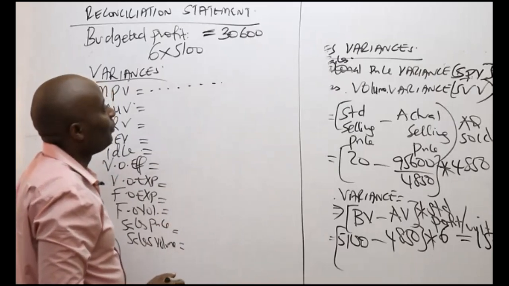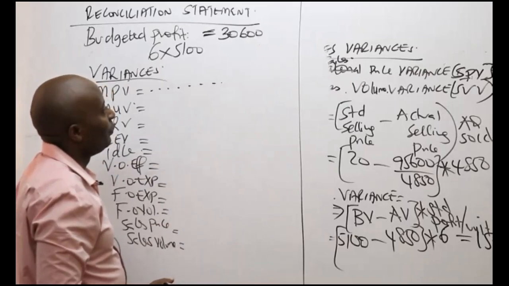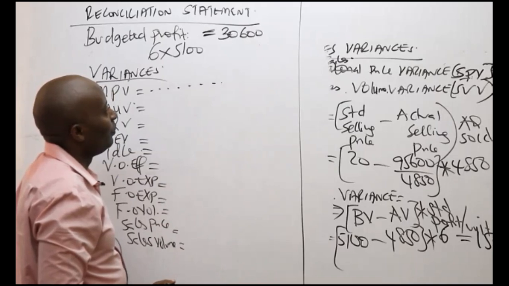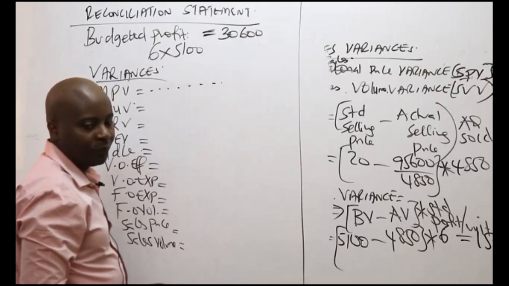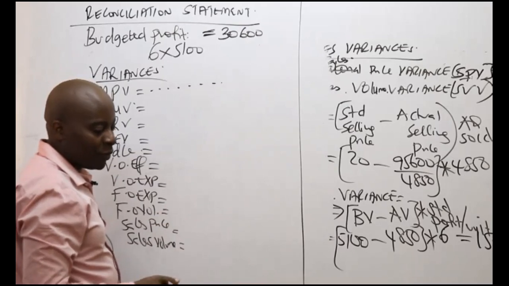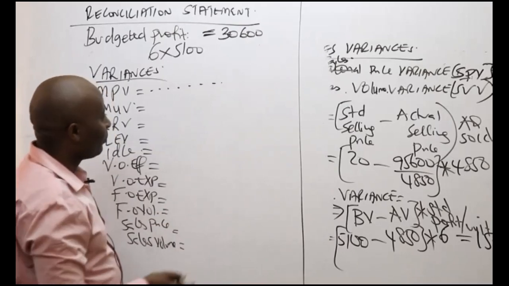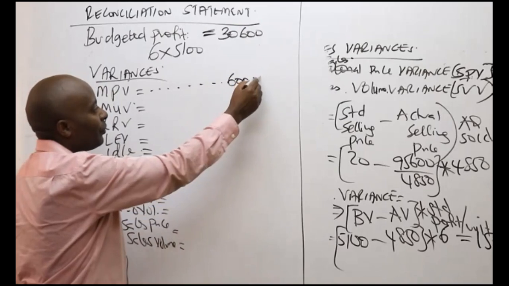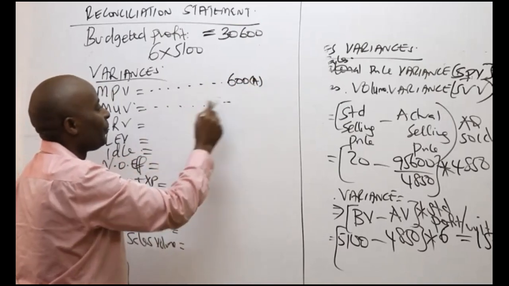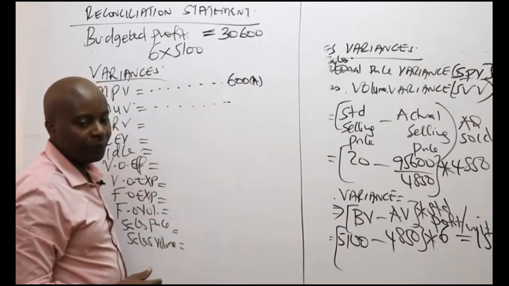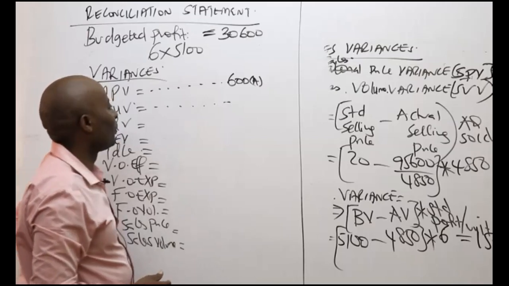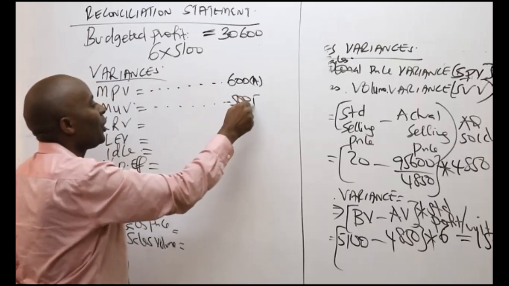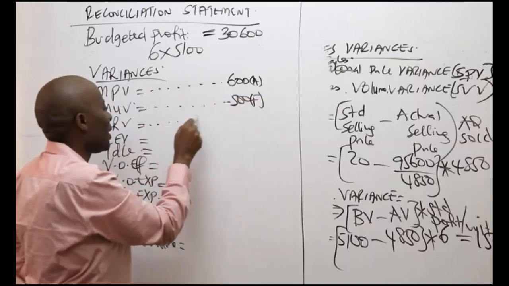MPV equals... Please give us the figures very fast. We finish in 2 minutes. 600A. 600A. How about MUV? 500F. 500F. Thank you very much. How about labor rate variance? LRV.